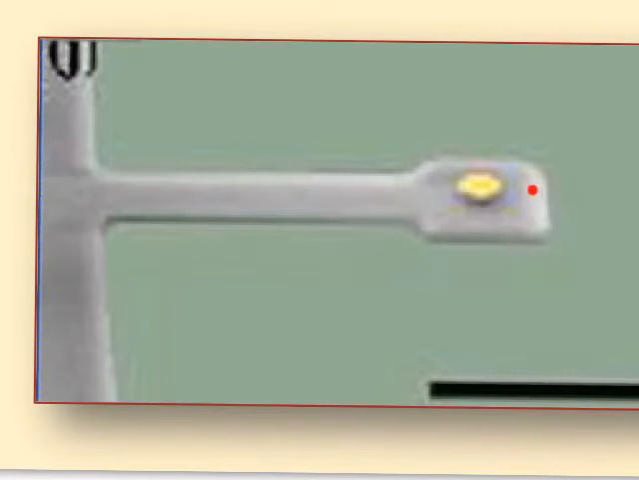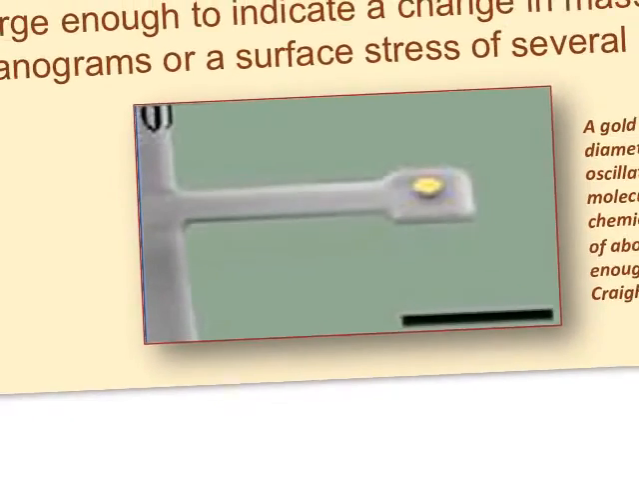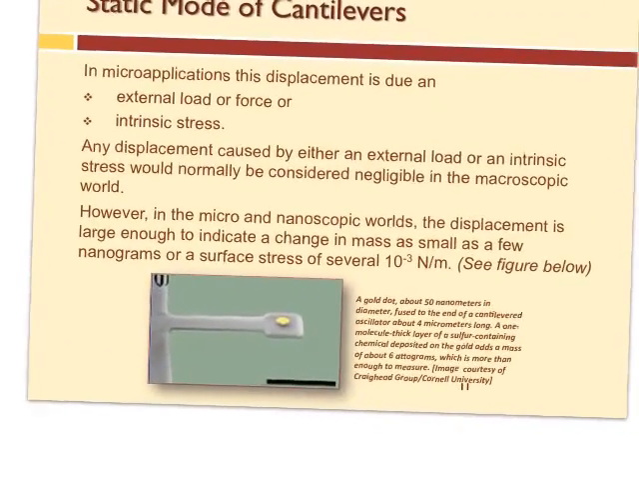So they got this thing oscillating up and down, and they measured the resonant frequency of the oscillation. They know what it is without the gold dot, and they measure the difference between having the gold dot on there and not having the gold dot. If you can measure the difference in the frequency, you know how much the gold dot weighs, or how much mass it has.